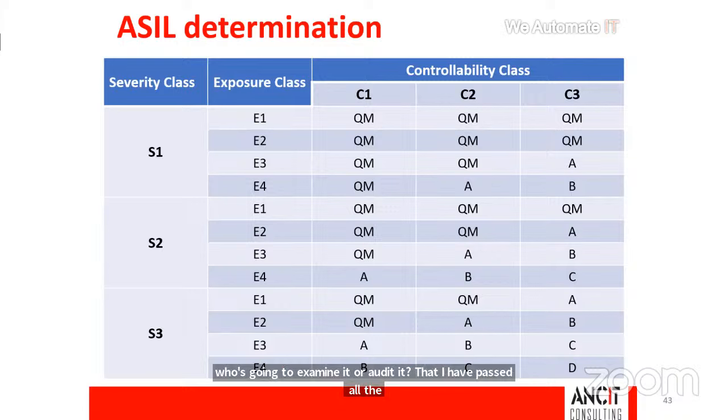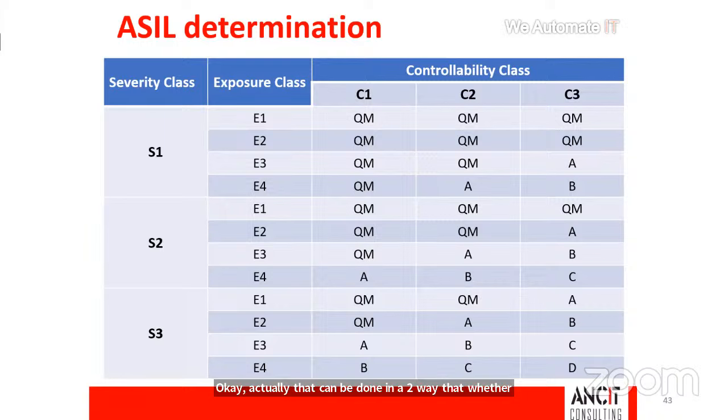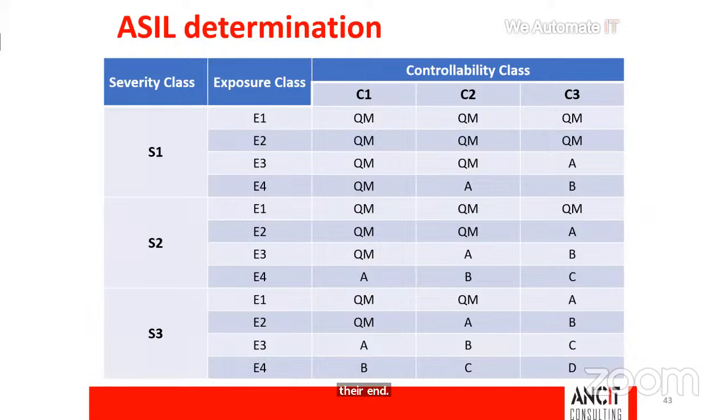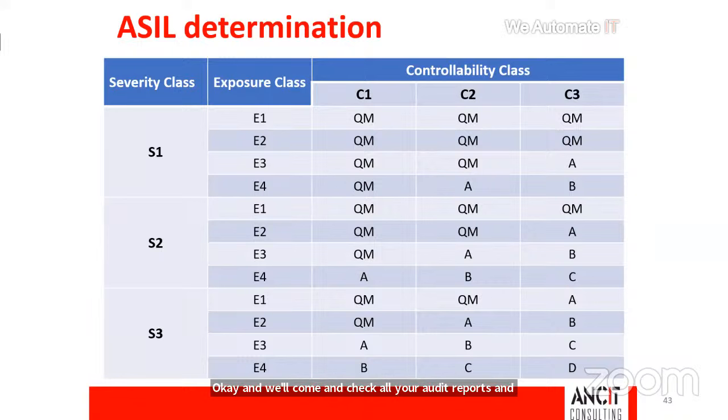That can be done in two ways. Either the OEM appoints a person from their end, who will come and check all your audit reports and make sure that all the products you have designed meet the standard of ISO 26262. Otherwise, we can consider a third party with good knowledge of FUSA, who can come and audit your work and provide the final safety cases to the OEM. That will be mentioned at the beginning of the project itself. You will have an agreement with the OEM, and everything that has to be done will be mentioned in the agreement.